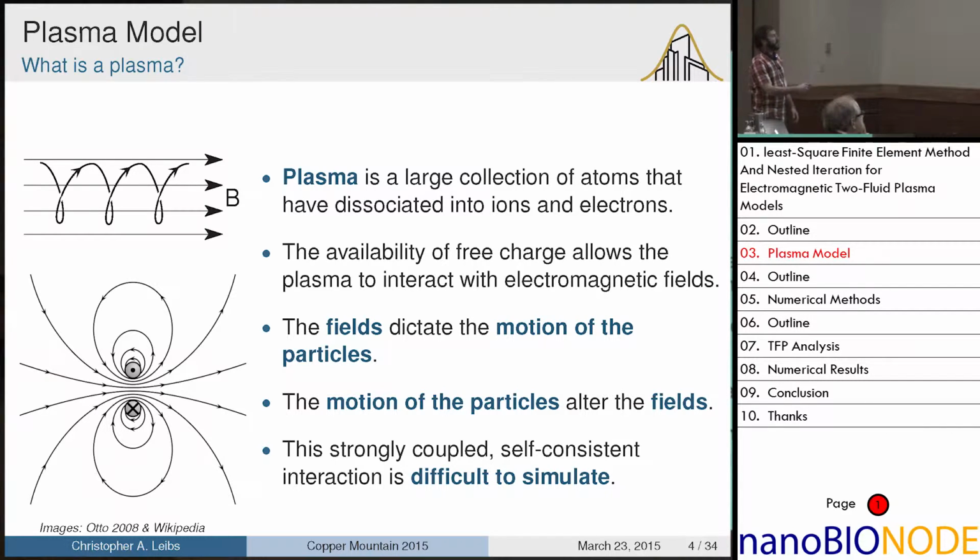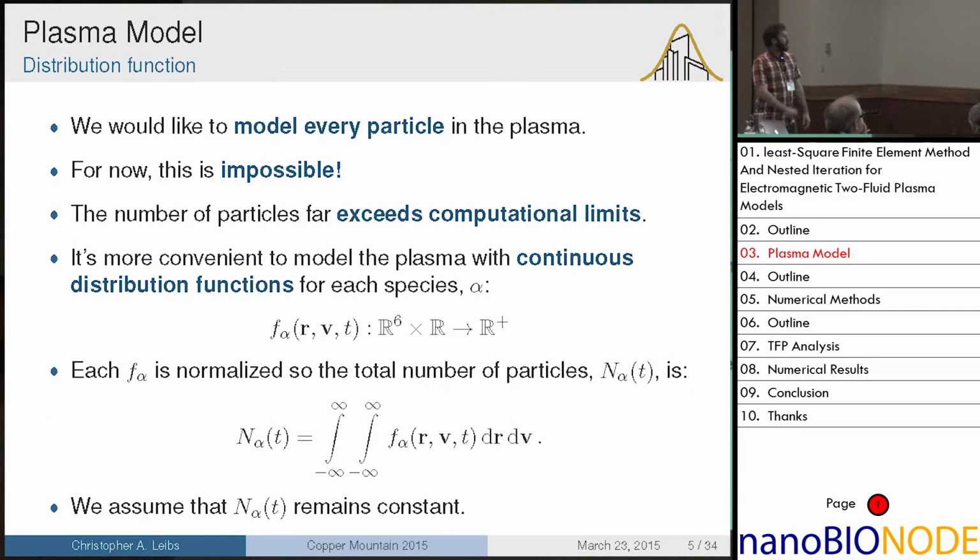So here's kind of a cartoon, right? Here's a magnetic field pointing to the right, and a particle moving through it does this kind of loopy motion. And likewise, if you have a current, this is like current coming in and out of the board there, it generates a magnetic field, and this is just standard Physics 101 type stuff. Anyway, so this makes it pretty tough to simulate this coupling.